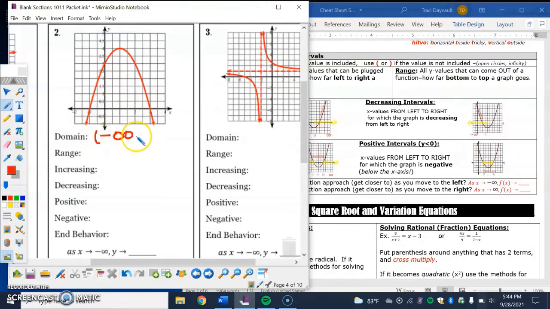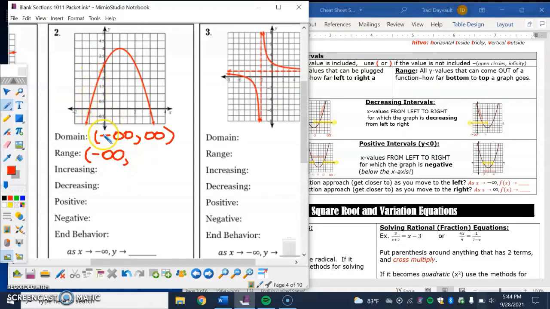So it's always going to be negative to positive infinity, because they always go forever to the left and right, because you can plug anything into a quadratic function without any issues. The range we look at from bottom to top, the lowest to the highest this graph goes. Does this graph keep going down forever? Yes, it does. Negative infinity is the lowest it goes.